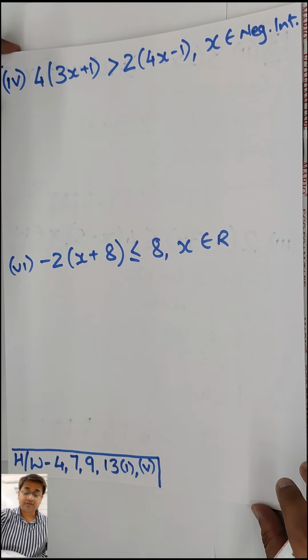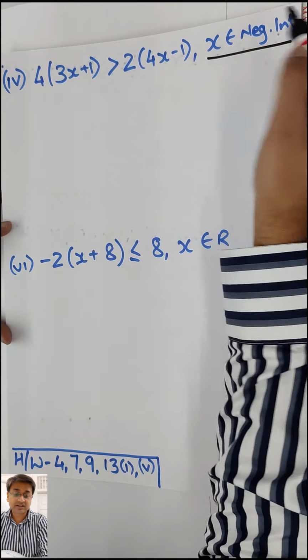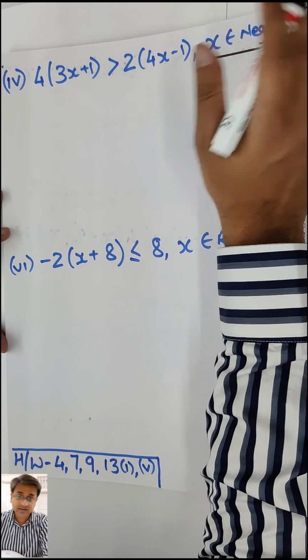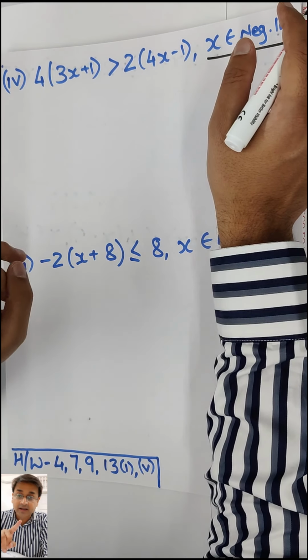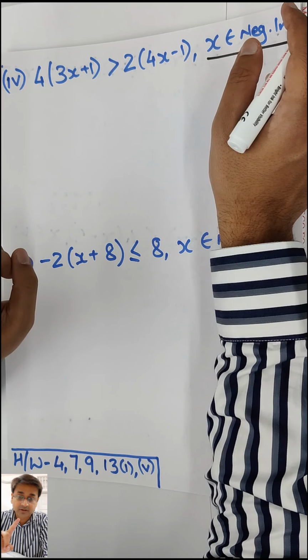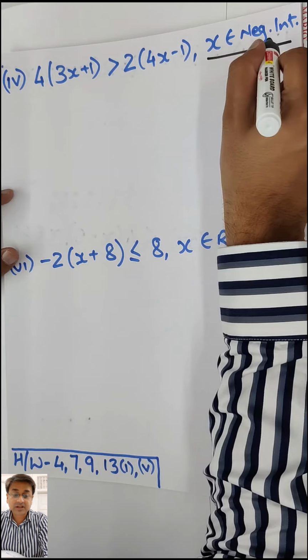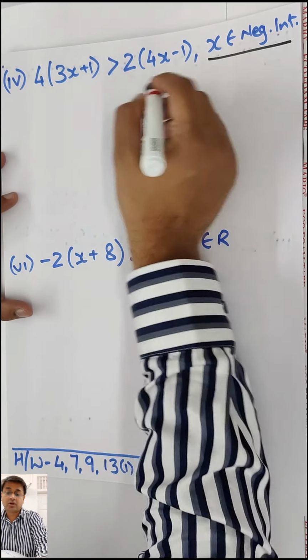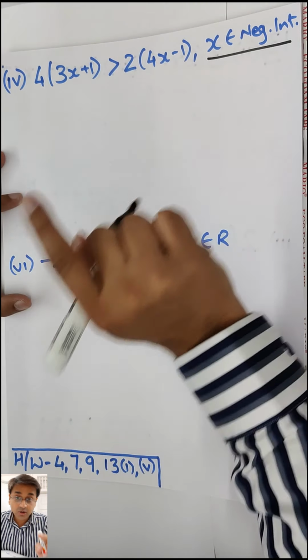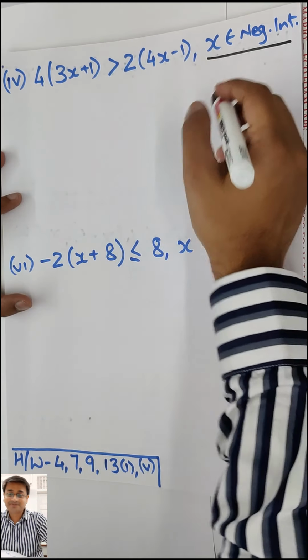I'm trying to take all different types of questions. Here they say x belongs to only negative integers. So no 0. 0 is not a negative, neither a positive. Remember that, okay? So 0 and all positive numbers are not allowed. What is allowed is only negative numbers. So let's solve this first. Pause. Don't cheat. Come on, try on your own.